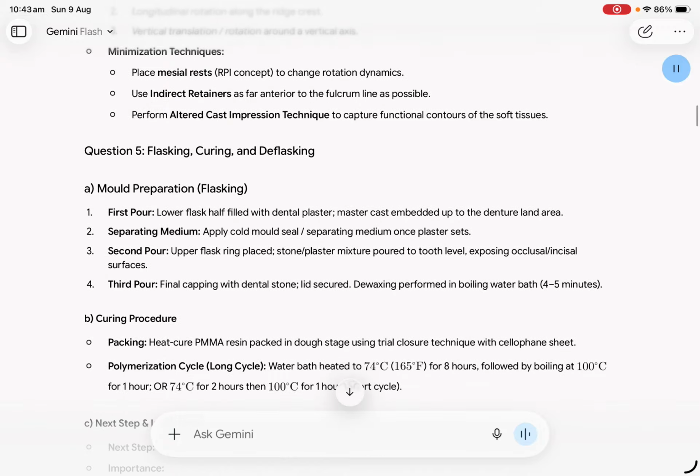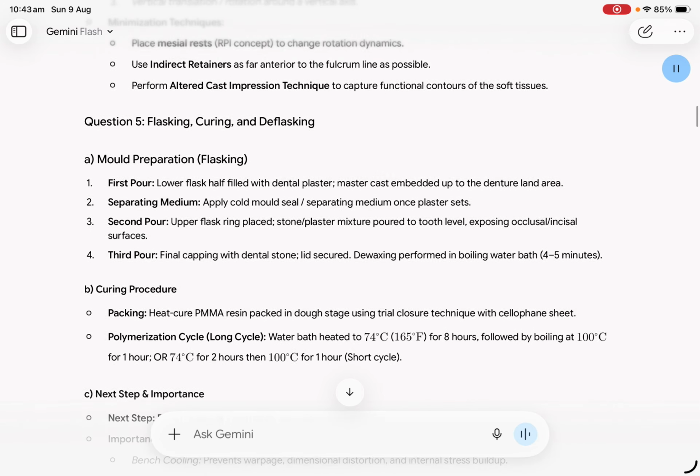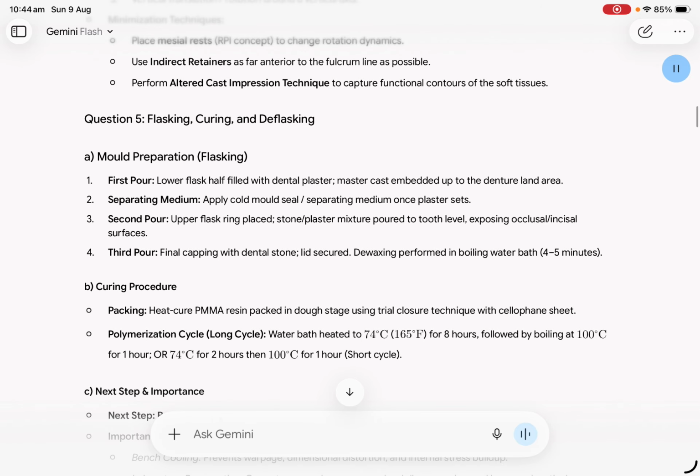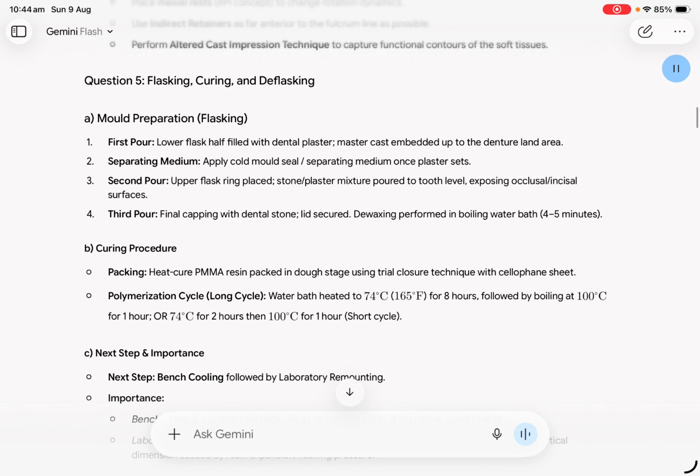3. Second pour. Upper flask ring placed. Stone/plaster mixture poured to tooth level, exposing occlusal/incisal surfaces. 4. Third pour. Final capping with dental stone, lid secured. Dewaxing performed in boiling water bath, 4 to 5 minutes.